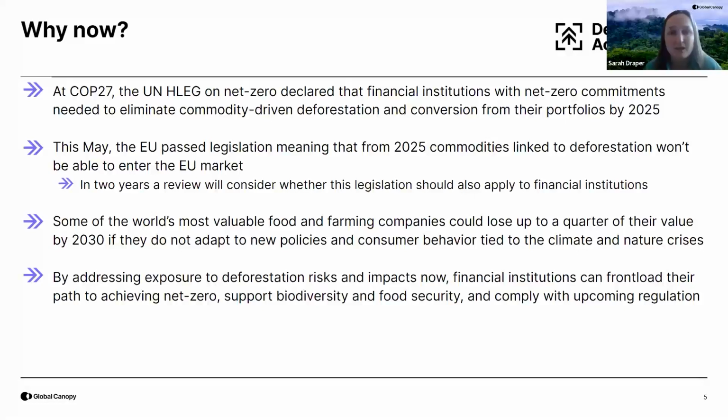Last year, the UN High-Level Climate Champions found that some of the world's most valuable food and farming companies could lose up to a quarter of their value by 2030 if they don't adapt to new policies and consumer behavior tied to the climate and nature crises. By addressing exposure to deforestation risks and impacts now, financial institutions can front load their action on achieving net zero, but also support biodiversity, support food security, and comply with upcoming regulation.